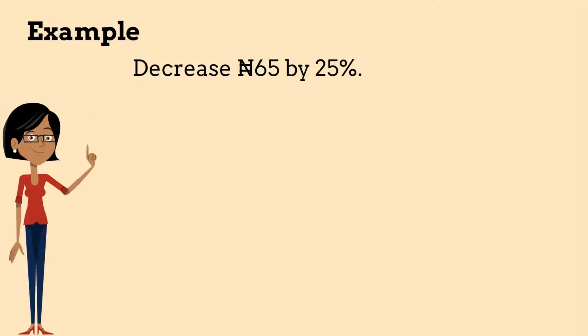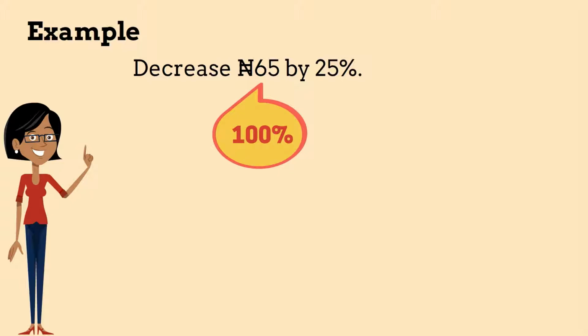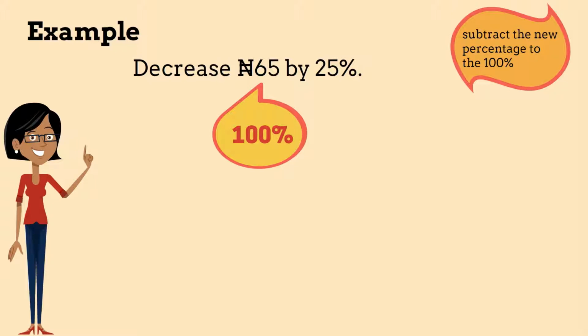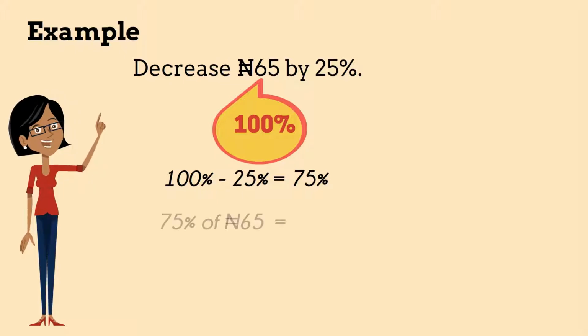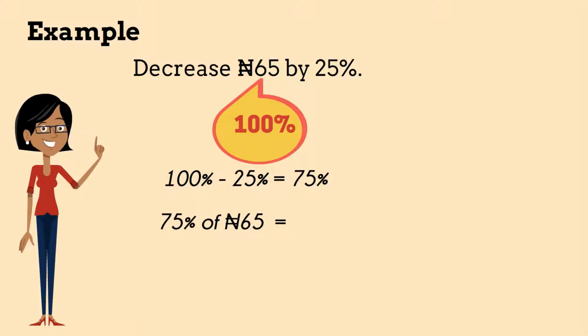Again, we have to remember that the amount given is 100%, and because we are decreasing it by 25%, we would have to subtract 25% from 100%. 100% subtract 25% equals 75%. Now we are going to calculate 75% of 65 naira.